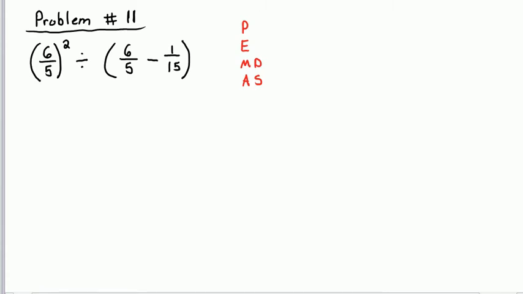Okay class, here we have problem number 11 from homework section 2.5, which asks us to simplify or evaluate (6/5) squared divided by the quantity 6/5 minus 1/15. In working this problem out, we're going to of course use our order of operations, which are laid out in red. So following those order of operations, we need to focus on our parentheses first.